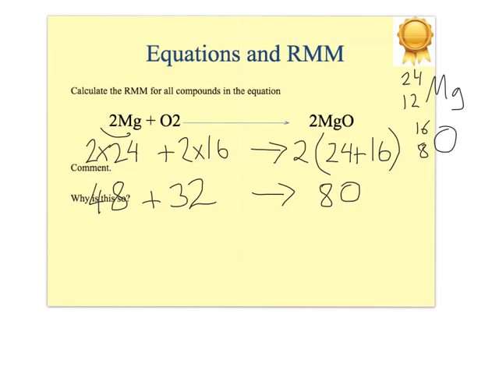It actually comes from the mass of the atoms, because each magnesium atom weighs 24. We've got 2 of them, 48. The oxygen, weighing 32, has to make 2 formula units of MgO, each of which weighs 40.